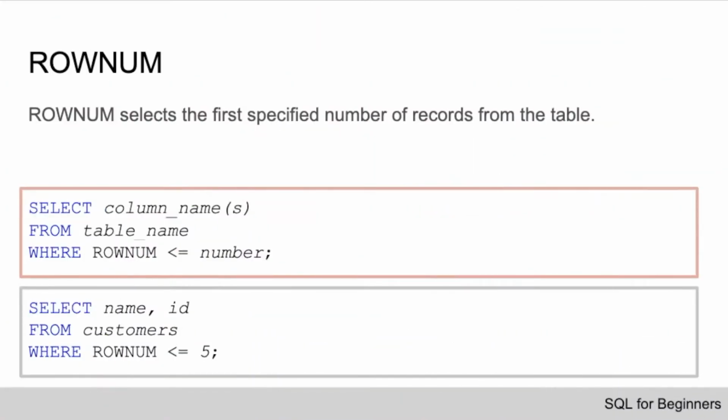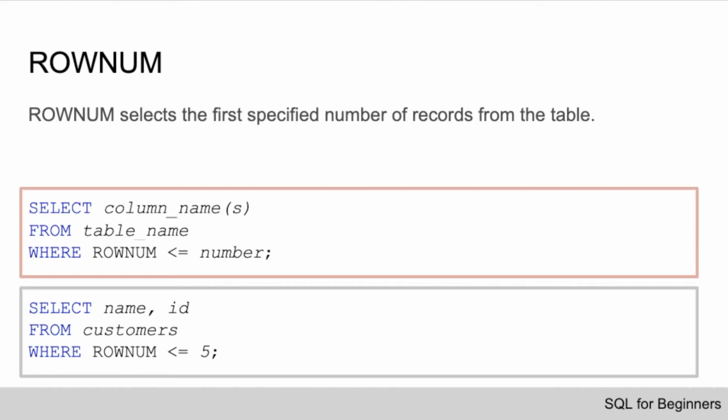In this video, I'm going to teach you how to use the ROWNUM keyword in SQL. The ROWNUM keyword is specific to the Oracle database management system. If you're using, for example, MySQL, there is another keyword used to do the same thing that ROWNUM does in Oracle.